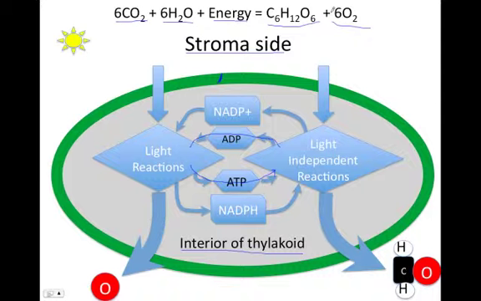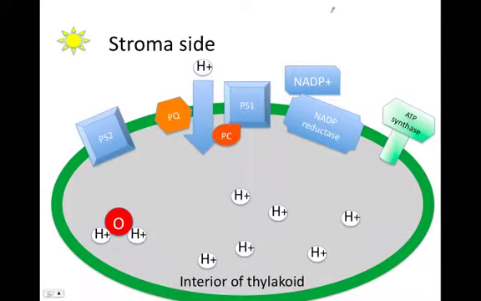Now let's take a look in closer detail at how we end up performing this reaction. So, same orientation here. This green circle represents our thylakoid membrane. The white out here represents our stroma, and the gray in here is the interior of the thylakoid. You'll notice we have a bunch of hydrogen ions floating around here. We have something called PS2, which is photosystem 2. We have PS1, which is photosystem 1. We have PQ, which is plastoquinone, and PC, which is plastocyanin.